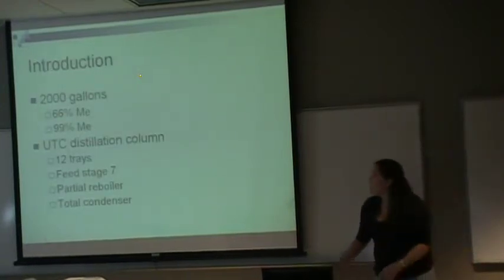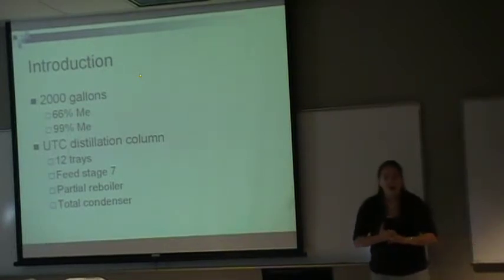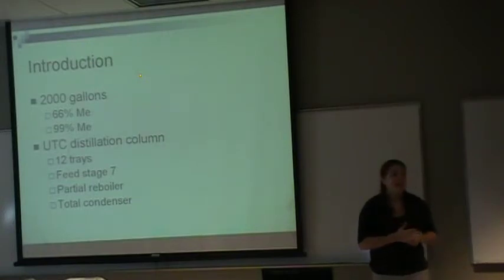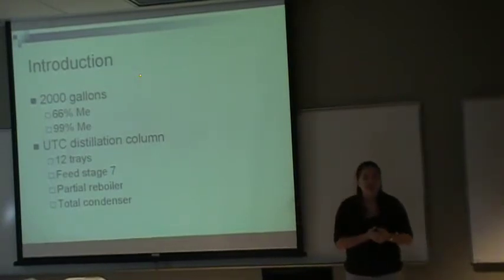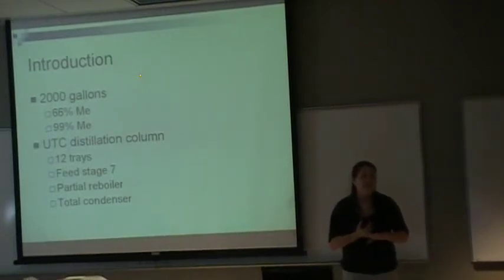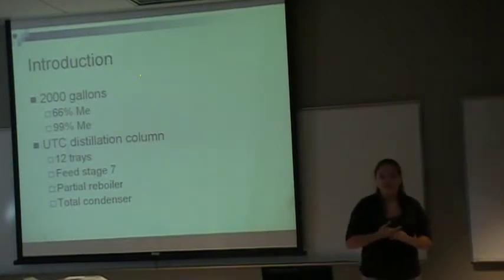So in the introduction, there are 2,000 gallons of a 66% methanol solution that needs to be distilled through continuous distillation. We're looking to obtain a 99% methanol solution in the end. We have to use the UTC distillation column, and this gives us specifications that there are 12 trays that have to be accounted for, and that the feed stage on this column is stage 7, so this cannot be changed, and this has to be factored into our calculations. There's a partial reboiler and a total condenser.